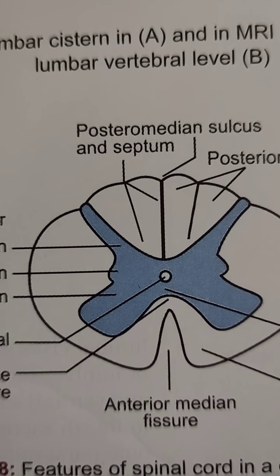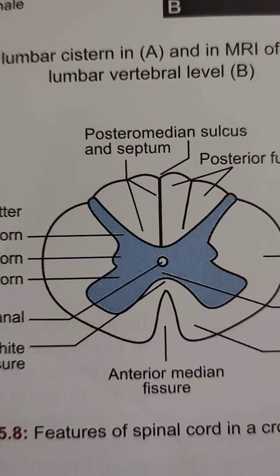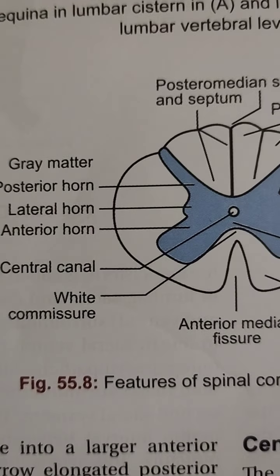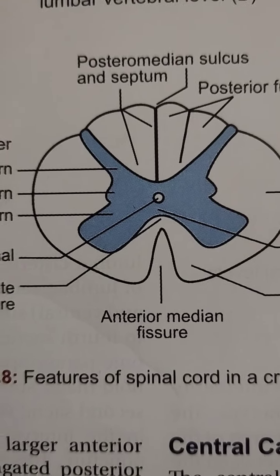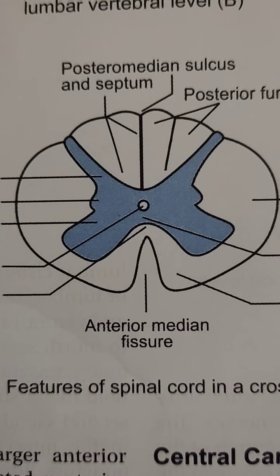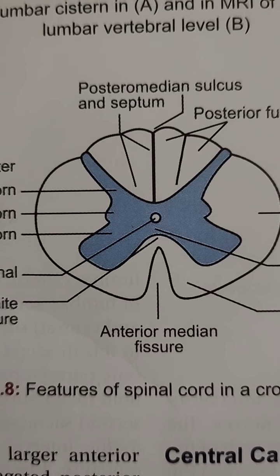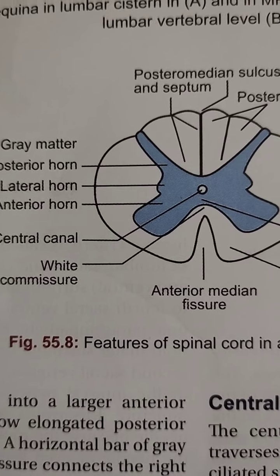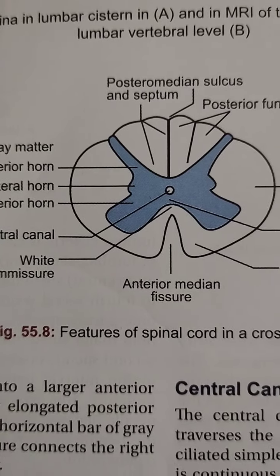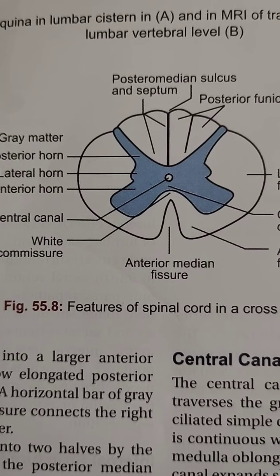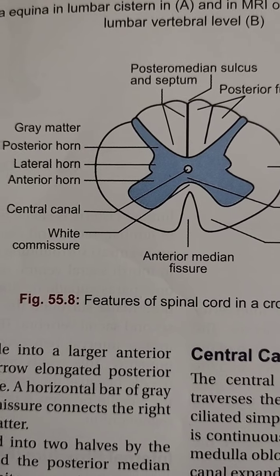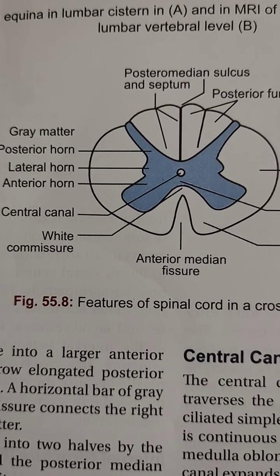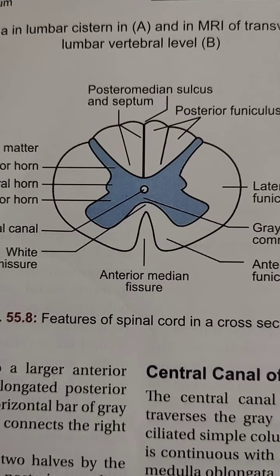And this is the central canal of the spinal cord, through which the CSF traverses the gray commissure. The canal is lined with ciliated simple columnar epithelium. We have already shown you this previously in the histology section. Superiorly, the canal is continuous with the central canal of the closed part of the medulla oblongata. Inferiorly, in the conus medullaris, it expands slightly to form the terminal ventricle.